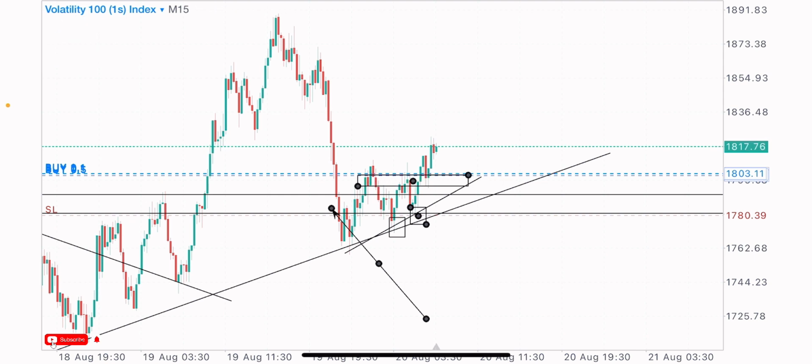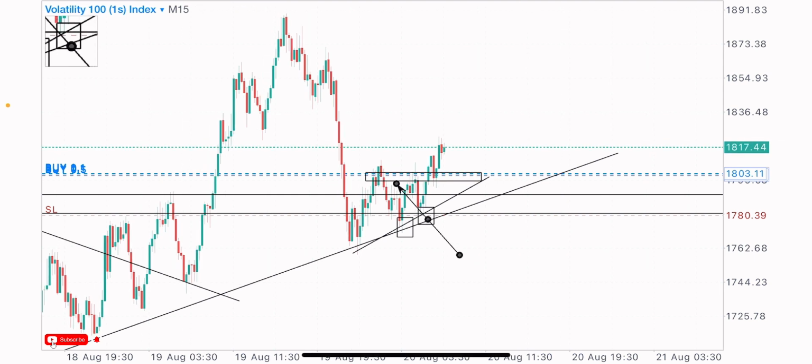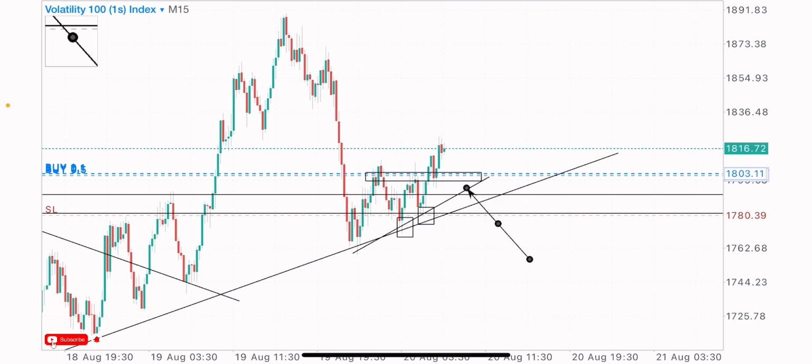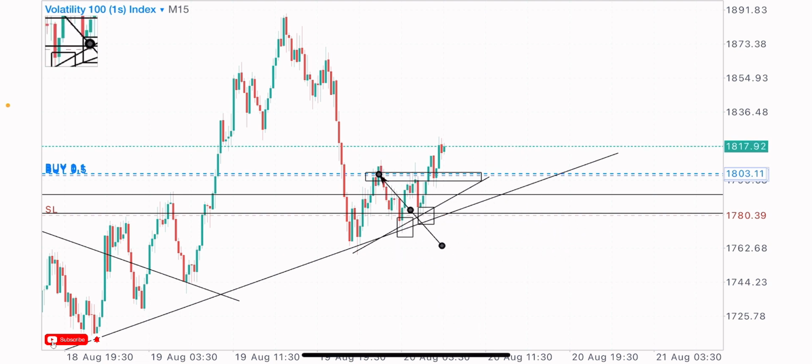So all we have to do is wait for the market to break and retest this neckline, because on every reversal pattern there's always a neckline. We have the double bottom formation, the double top formation, the head and shoulders pattern, the inverted head and shoulders pattern. All these reversal patterns have necklines. So we got a double bottom formation at this point, the neckline here. So we have to identify this neckline as well.